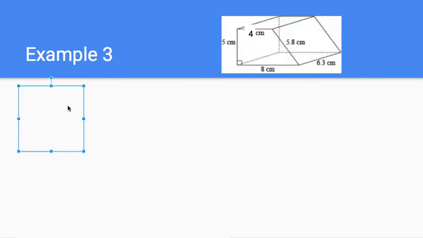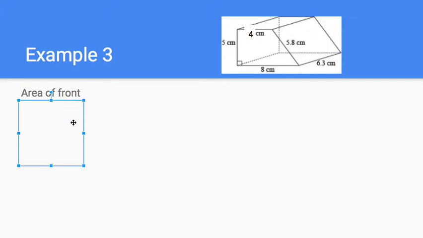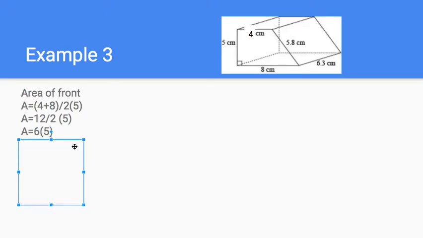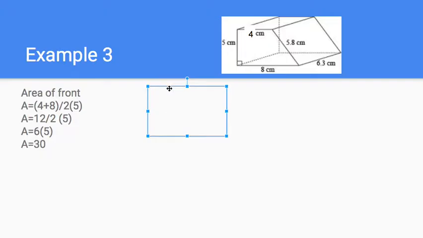So here I want to start by finding the area of the front. Area of the front, I do base 1 plus base 2 divided by 2. So 4 plus 8 is 12. 12 divided by 2 is 6. And then 6 times 5 is 30. So the area of the front is 30 square centimeters.